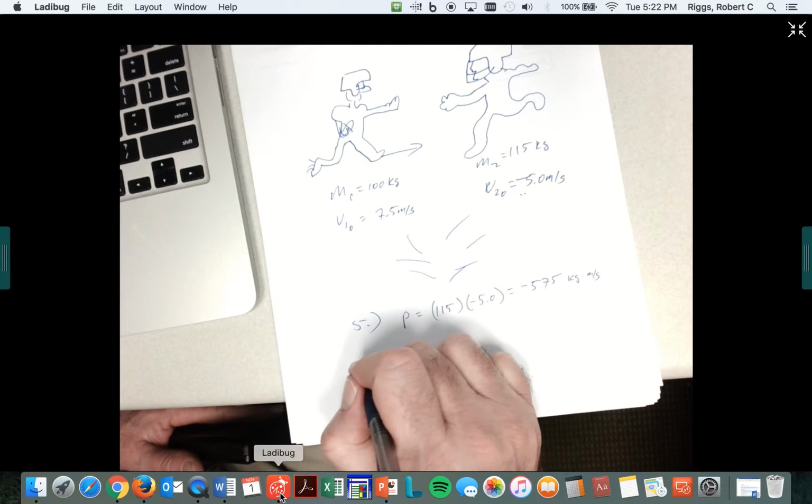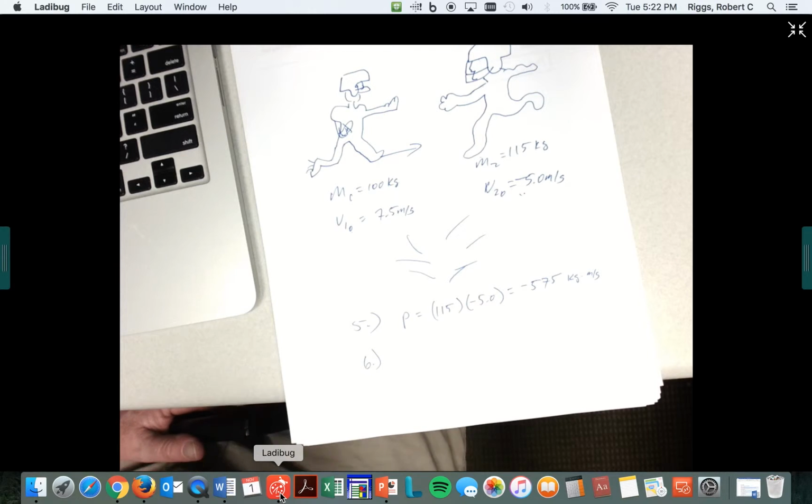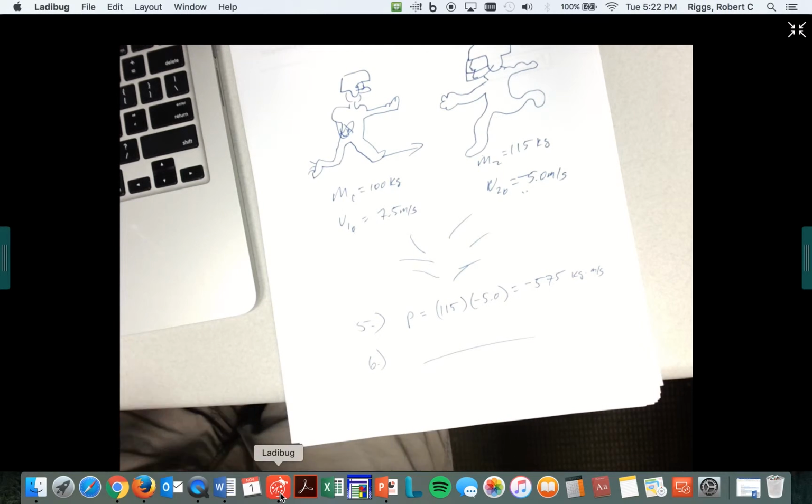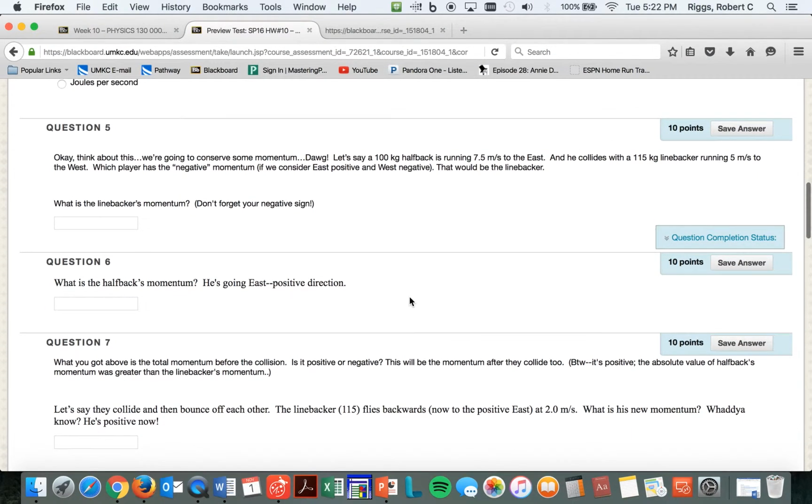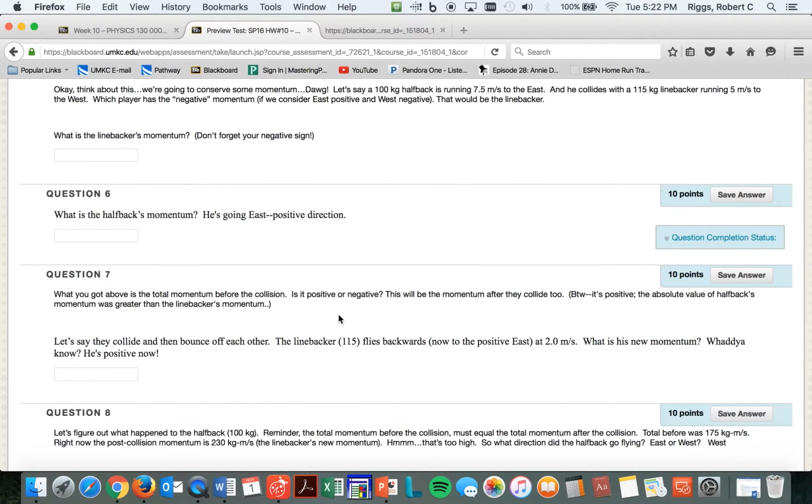Now 6, we want to compute this guy. So you go ahead and compute what 6 is. Okay, so the halfback is going in the east direction. So compute that. Now, what have you got above? What you've got above is the total momentum before the collision. So this is P before. This will be the momentum after they collide too. By the way, it's positive. The absolute value of the halfback's momentum was greater than the linebacker's momentum.